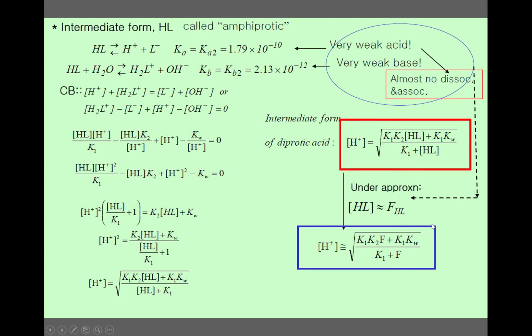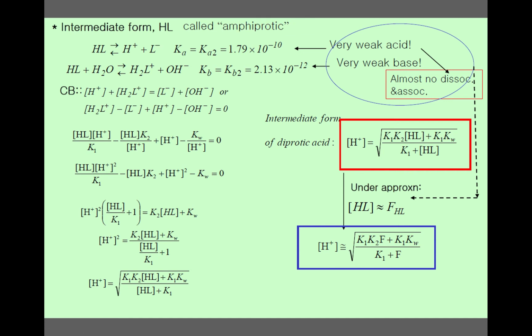Now let's consider the intermediate form HL, which is called amphiprotic. Amphi means both sides. You know the word amphibian, right? Like a frog. It can live in water and also on land. Anyway, this form is called amphiprotic.